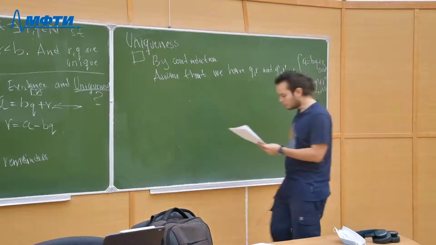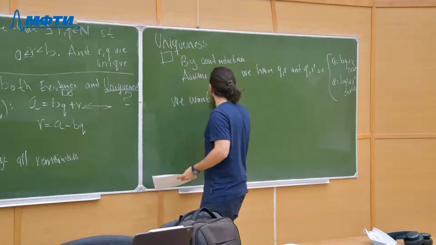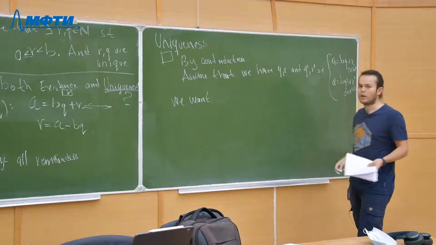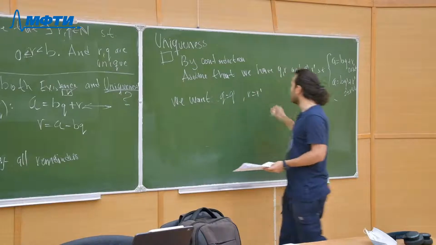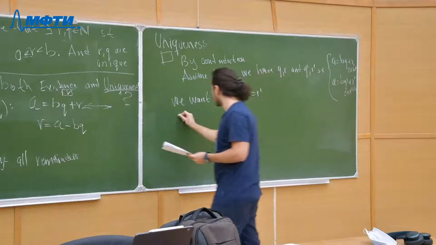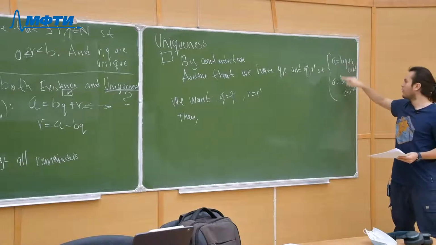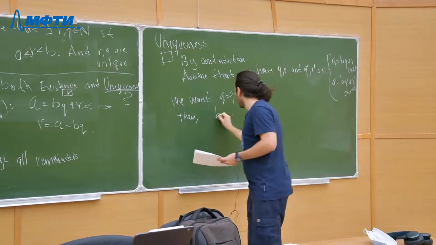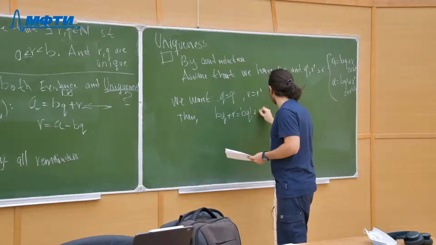Then we want to show, what do we want to show? We want to show that q is equal to q prime and r is equal to r prime, right? Then we have here a equals this, and here a equals this. Then this is equal to this, right? It means that bq plus r is equal to bq prime plus r prime, right?